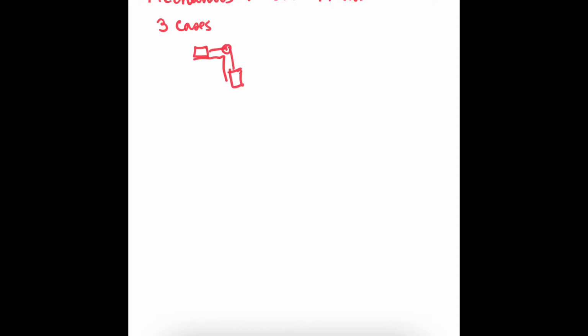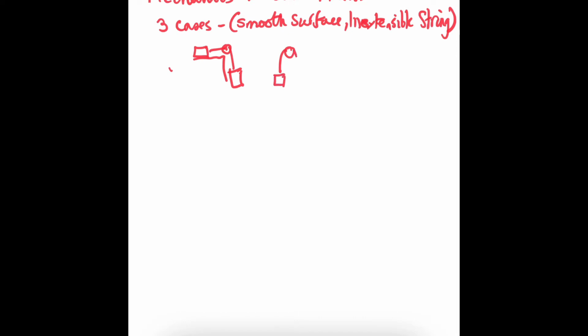Object on a horizontal surface and one hanging off the end. And again, these are examples of smooth surfaces that objects are sitting on, as well as the string being inextensible, so it doesn't extend like a rubber band, which would cause tension to vary across it. So that's why you'll have an inextensible string. Okay, so the first one, as I said, is on a horizontal surface, one hanging off the edge.